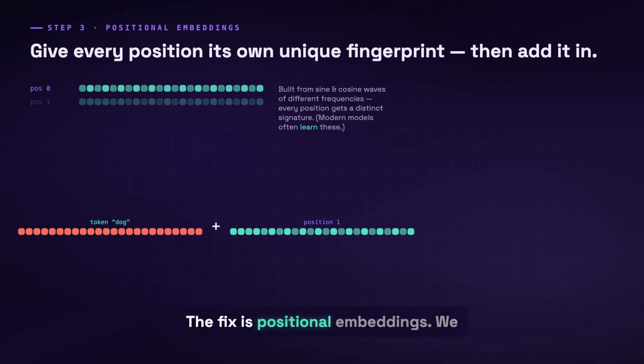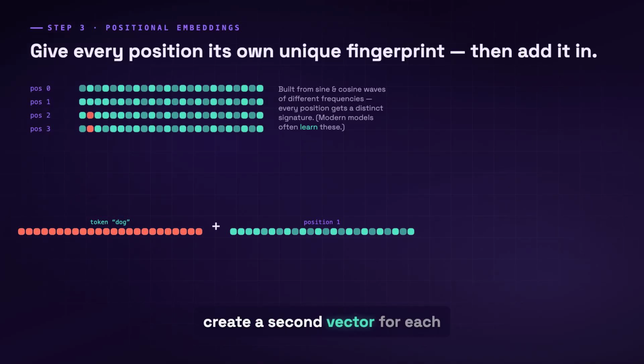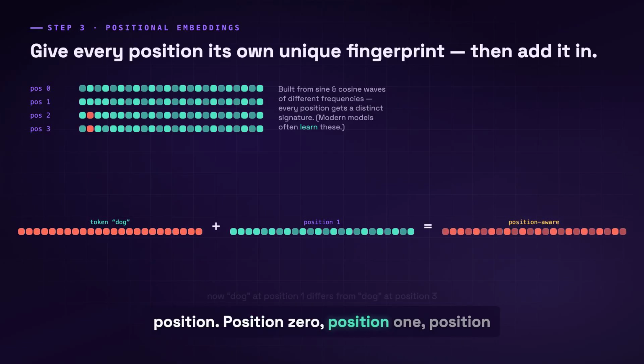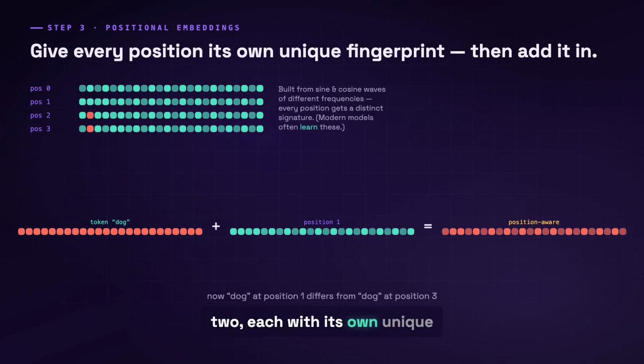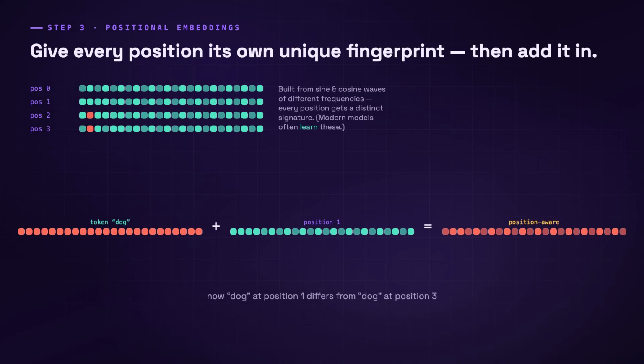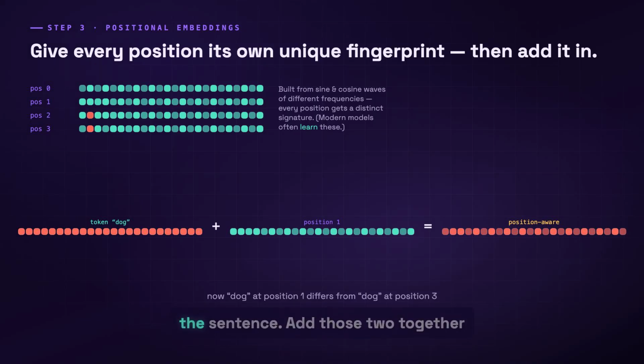The fix is positional embeddings. We create a second vector for each position. Position 0, position 1, position 2, each with its own unique signature. In the original transformer, these signatures are built from sine and cosine waves of different frequencies, giving every position a distinct fingerprint. Many modern models learn them instead. Then we simply add the position vector to the token vector, number by number. Now dog at position 1 and dog at position 3 are no longer identical. Each carries both its meaning and its place in the sentence.